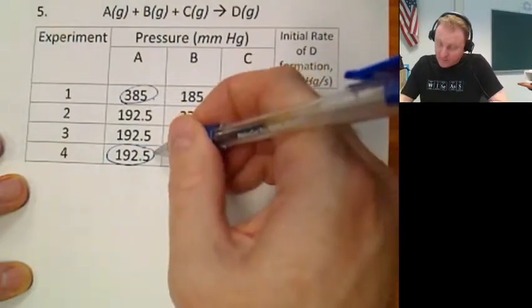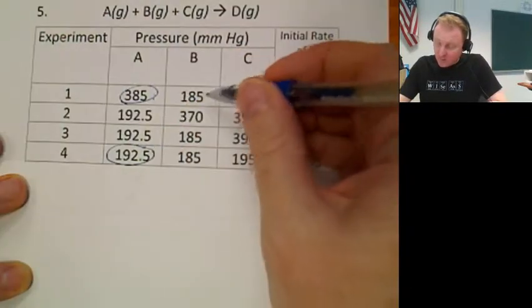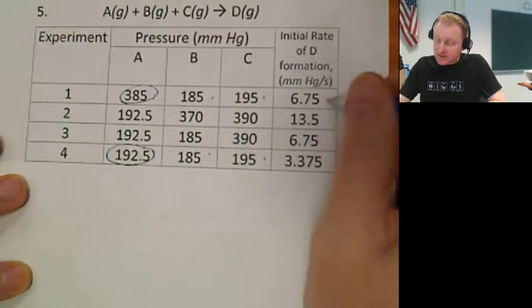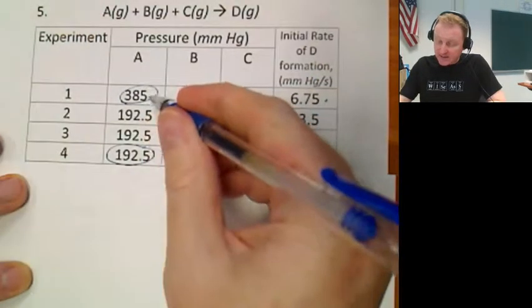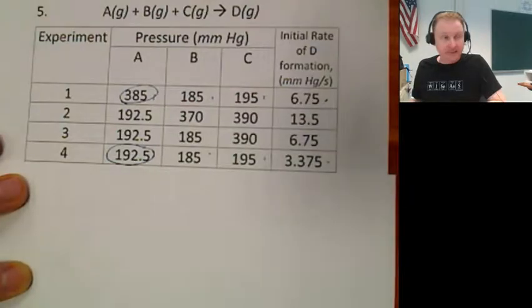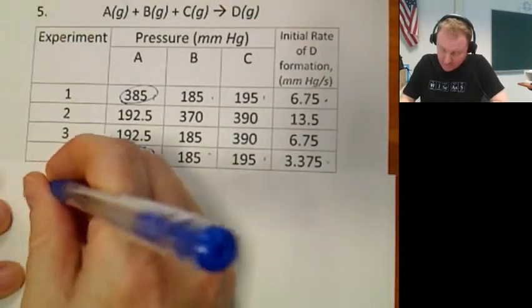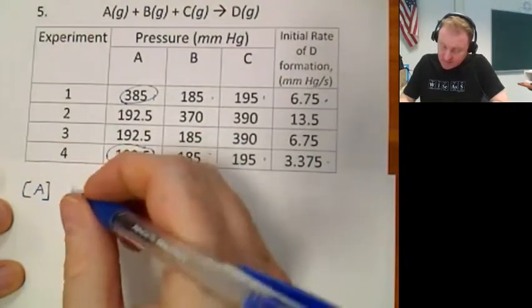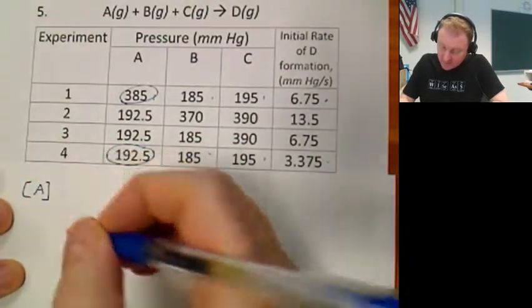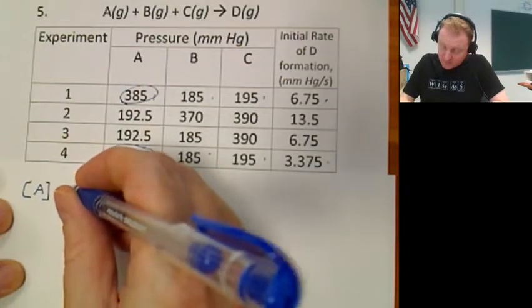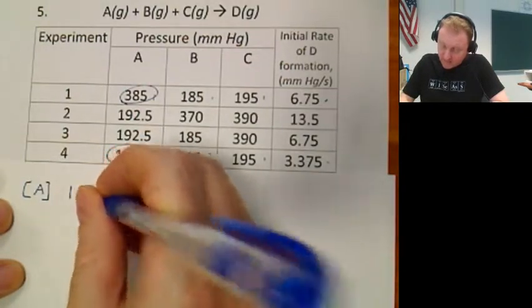In 1 and 4, we can see A is changing, but B is staying the same and C is staying the same. So the change in rate is entirely because of the change in A. So for concentration A, I'm going to use experiments 1 and 4, and 1 is larger, so I'm going to put 1 over 4.